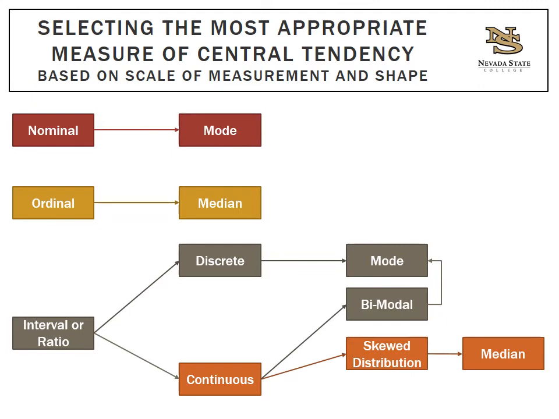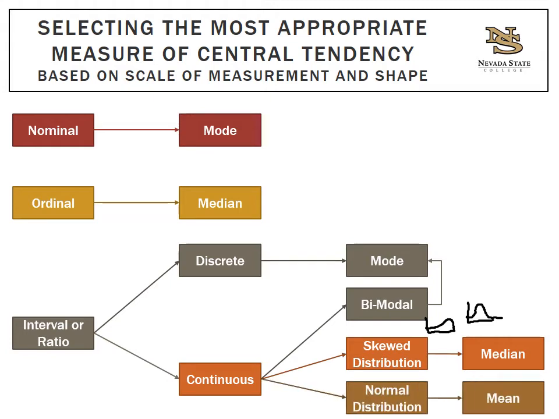But if you have data that's interval or ratio and continuous, and it's on a skewed distribution, so remember, if it kind of looks like this or like this, you go with the median. And then finally, our favorite situation in statistics, you have interval or ratio data that is continuous. It is a nice normal curve. Then you go with the mean.